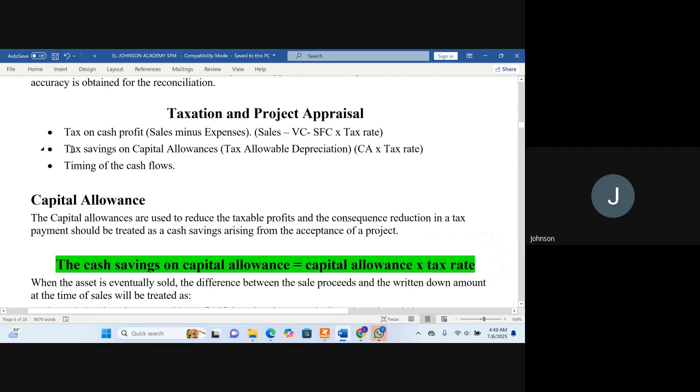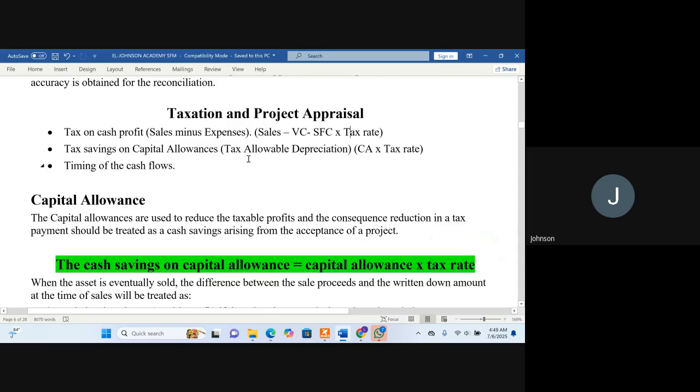Then the next one, you now say tax savings on capital allowance. To get your tax savings on capital allowance, calculate your capital allowance and multiply it by the tax rate. That amount will become the tax savings on the capital allowance. When we get there, we'll see how to treat it, but you need to understand it first. Your capital allowance, you get it, and then you multiply it by the tax rate.